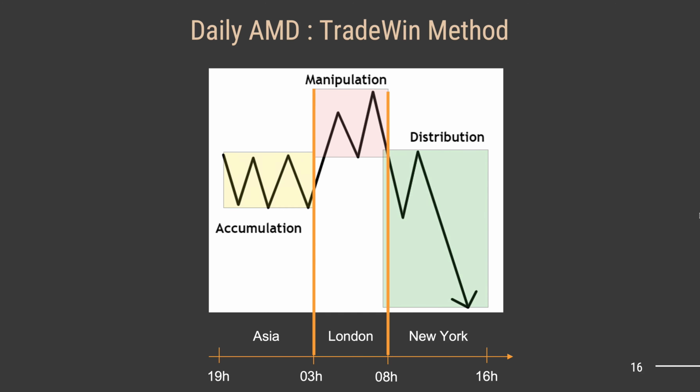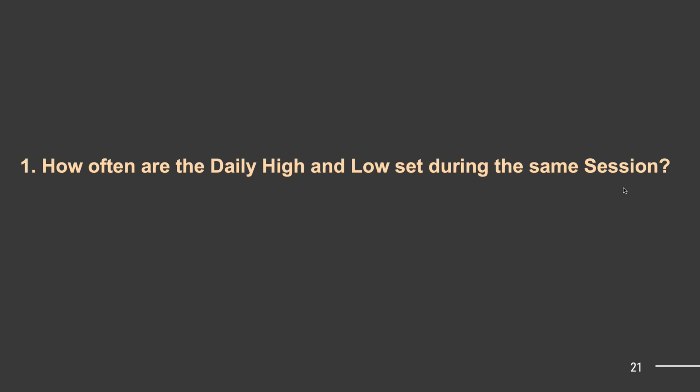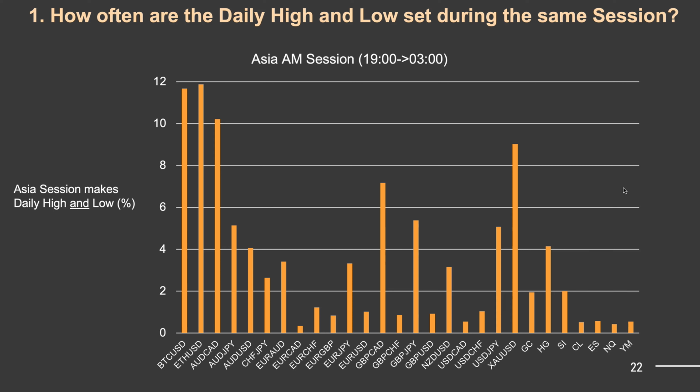Next section is about the key takeaways of the study. The first question I want to answer with you is how often are the daily high and low set during the same session? The answer is not very often, I would say. On most forex pairs and other underlyings, we have a peak at around 10% for crypto, but that's all. So it doesn't often happen for the Asia session.